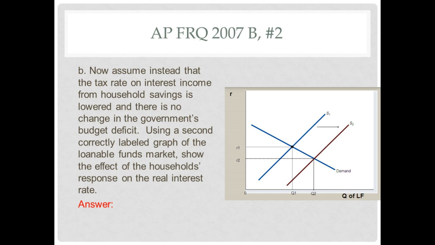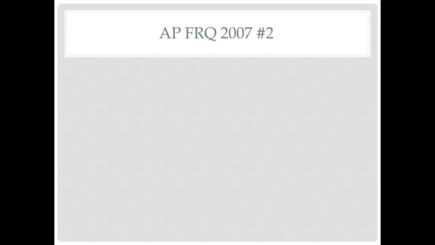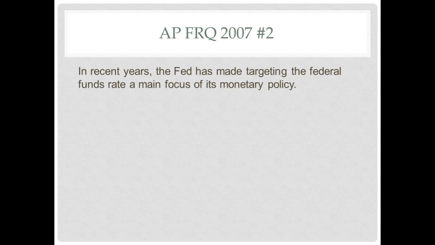Okay, let's move on to another question now. This time we'll be doing 2007 number 2 instead of 2007B number 2. Okay, so it starts off with a statement that says, in recent years, the Fed has made targeting the federal funds rate a main focus of its monetary policy. The first thing it asks to do, Part A, is define the federal funds rate.